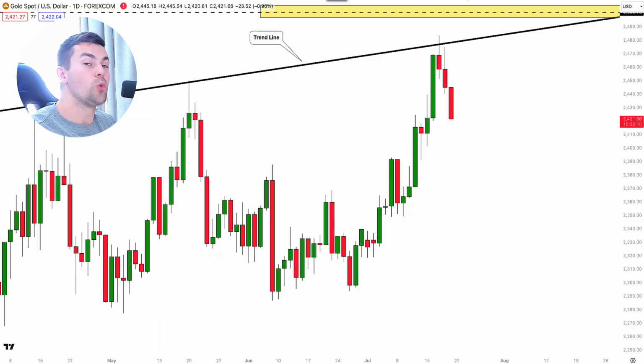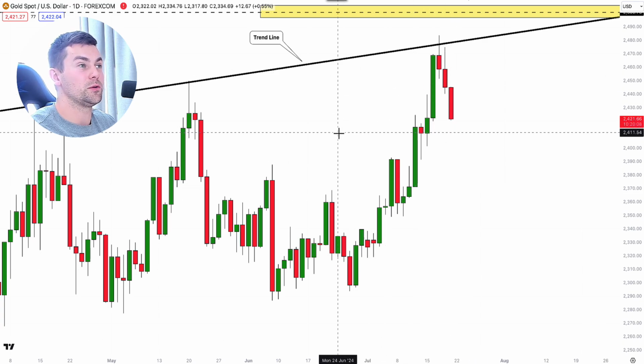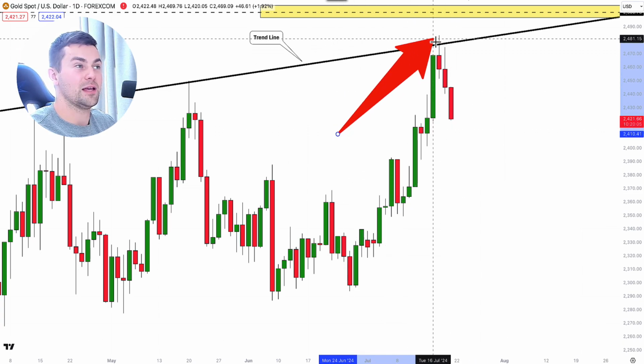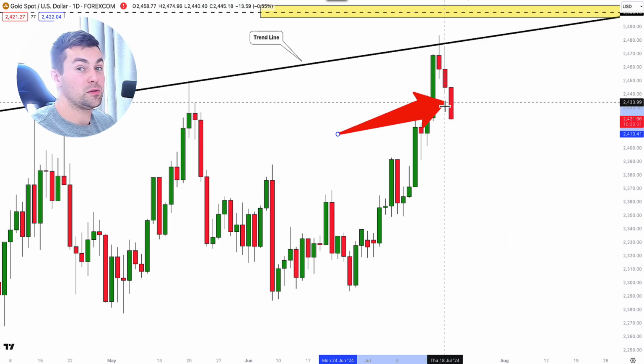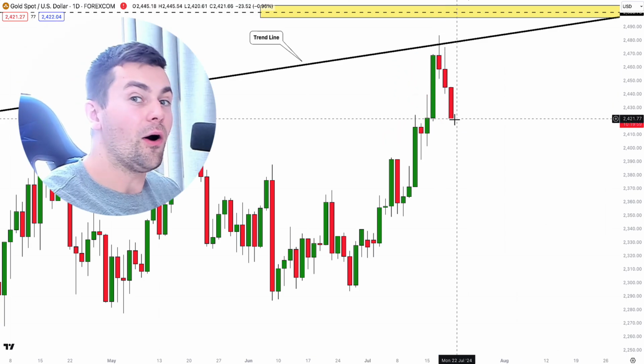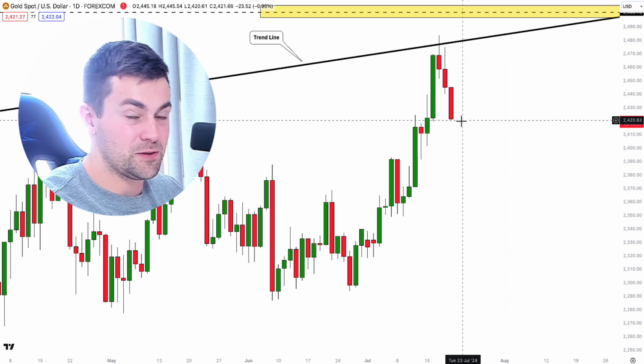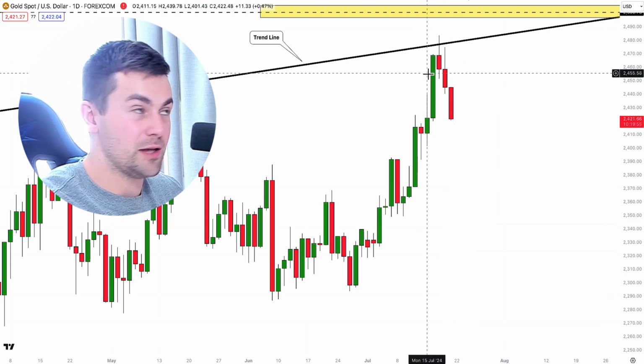And look how nicely gold respected the trend line that we spotted earlier. You can see that after the test of that trend line, the market was nicely rejected and then we started to fall rapidly. And here are the intraday confirmations that you could spot after the test of the trend line.